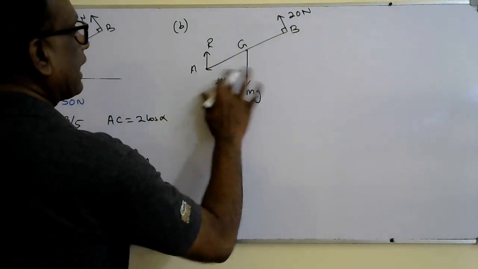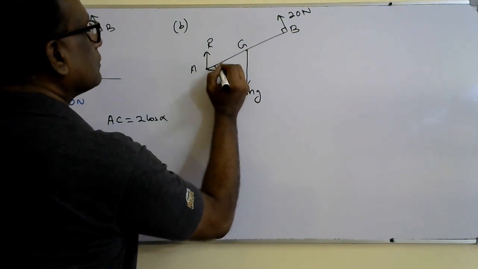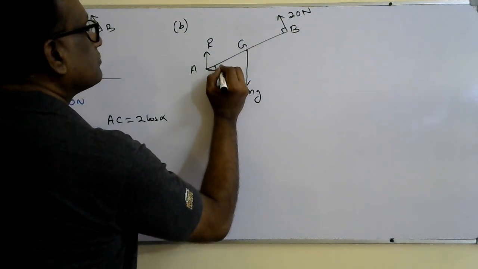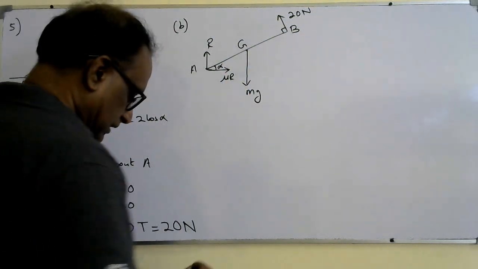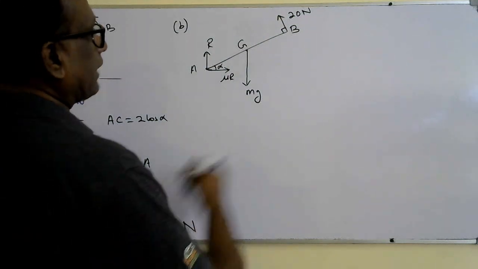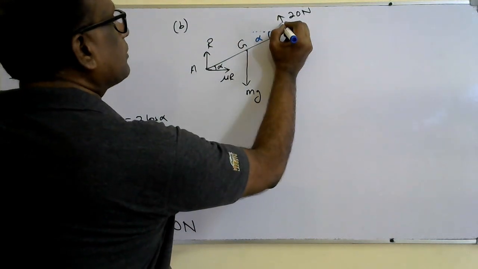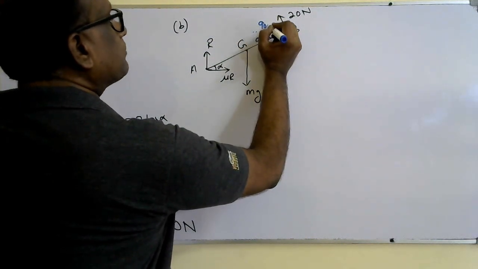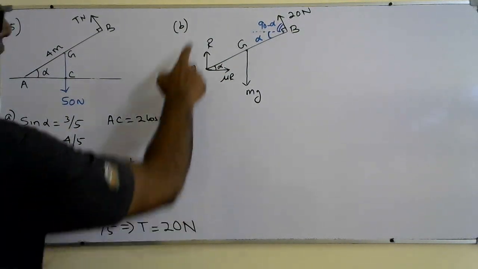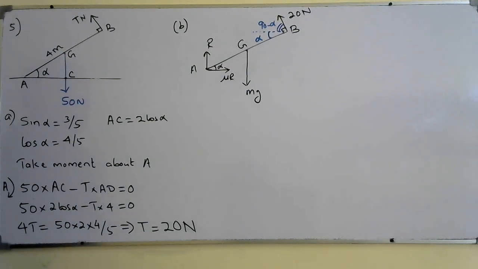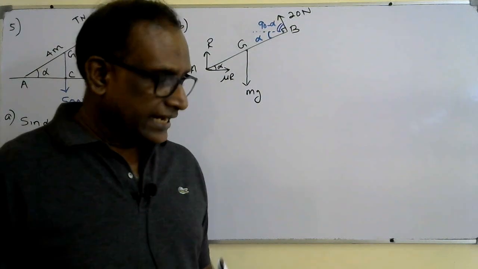Okay, so this angle is alpha. If this is alpha, this is also alpha, because it's an alternate angle. This is also alpha. So this will be 90 minus alpha. Okay, so these are the only forces acting: 1, 2, 3, 4 forces acting on the rod AB. The rod is in limiting equilibrium, which means the resultant force in any direction must be equal to 0.